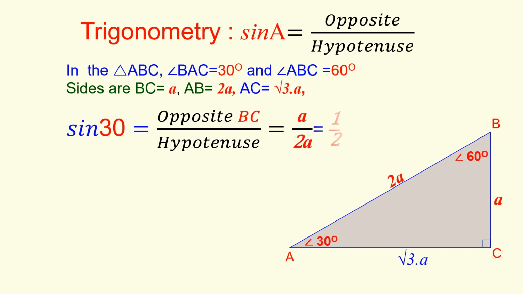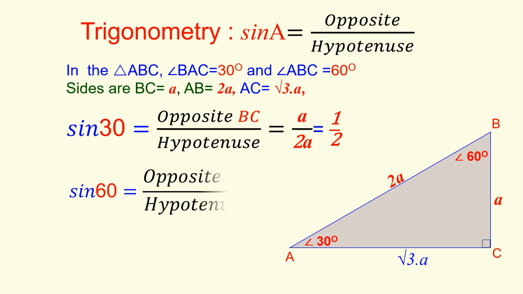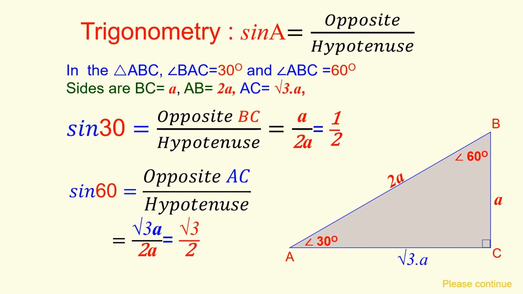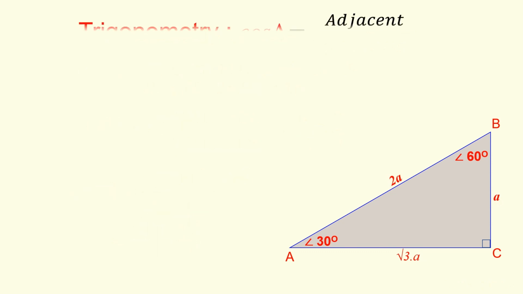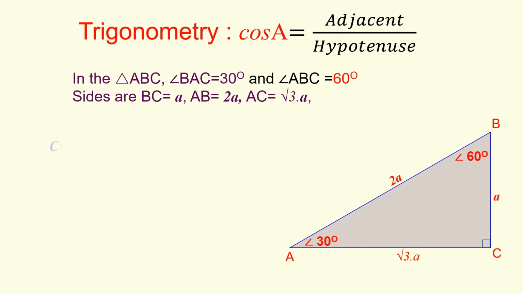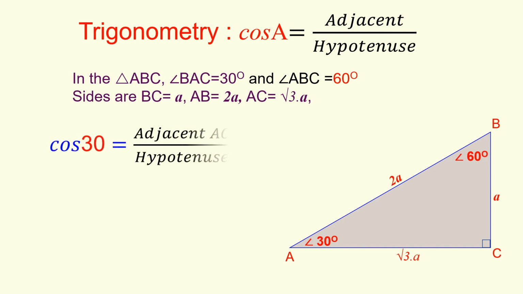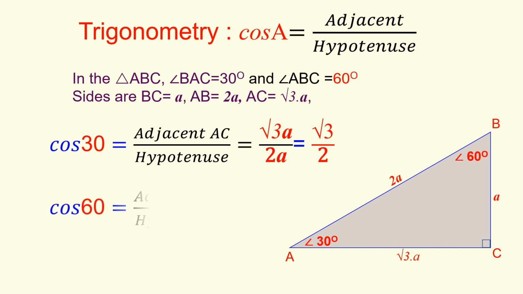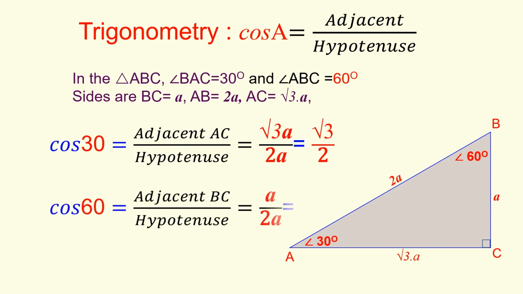Note here, sine of 30 degrees equals 1 by 2, and sine of 60 degrees equals under root 3 by 2. Also note, cos of 30 degrees equals under root 3 by 2, and cos of 60 degrees equals 1 by 2.